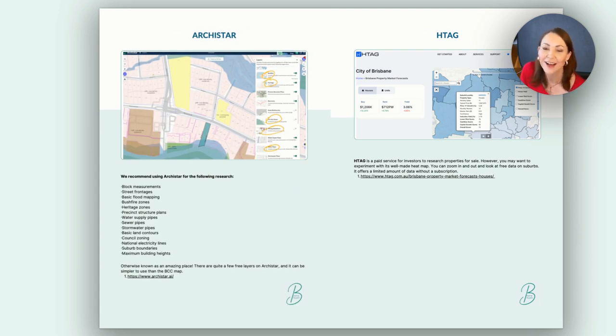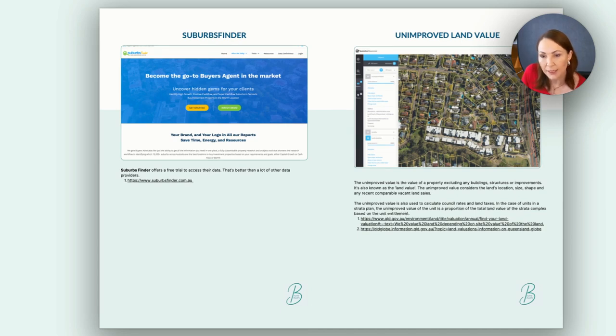Sorry. Archistar, that's a phenomenal place to go. It has got a subscription offer, but there's a lot of information on there that's available for free. And it uses the same data that the Brisbane City Council map uses, but it's different. It shows things in a different way. I love it. HTAG is the paid subscription, but got some great stuff on there for free. Just click on the link. Suburbs Finder is another one. It won't show you anything unless you pay for a subscription, but they do have a free trial.